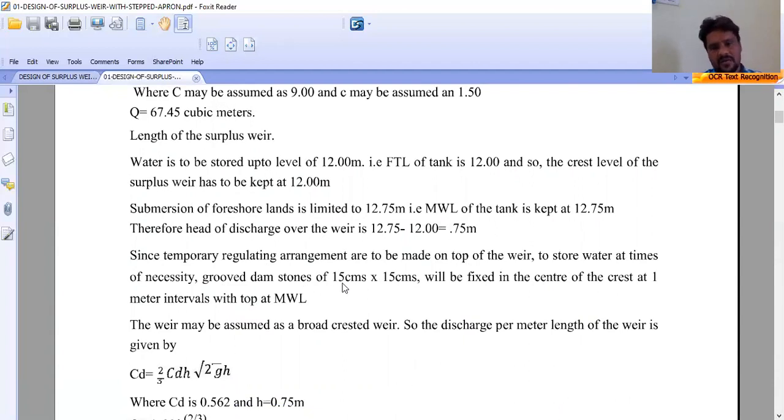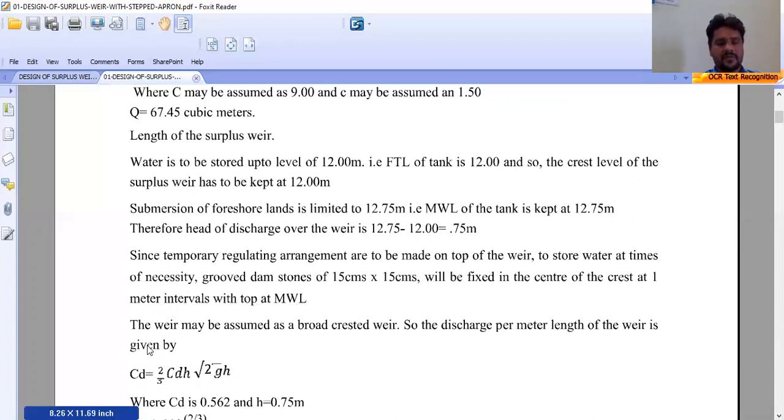So 15 centimeter by 15 centimeter length and width. Then what is the height? This 0.75 meter is nothing but 75 centimeter. So 15 by 15 by 75, this is the volume of the dam stone, right? That is fixed at the center of the crest line, at 1 meter interval with top at MWL. MWL level is nothing but maximum water level.